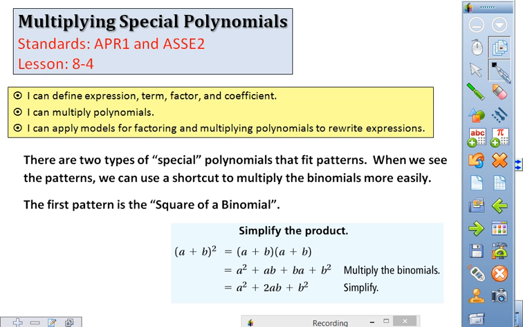Our lesson today is 8-4, simplifying and multiplying special polynomials. So our rule for the day today is to follow this pattern. A plus B quantity squared equals A plus B times A plus B.